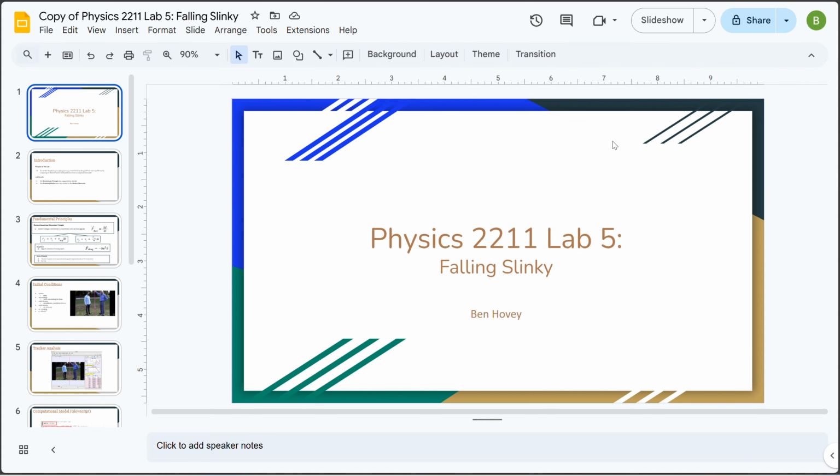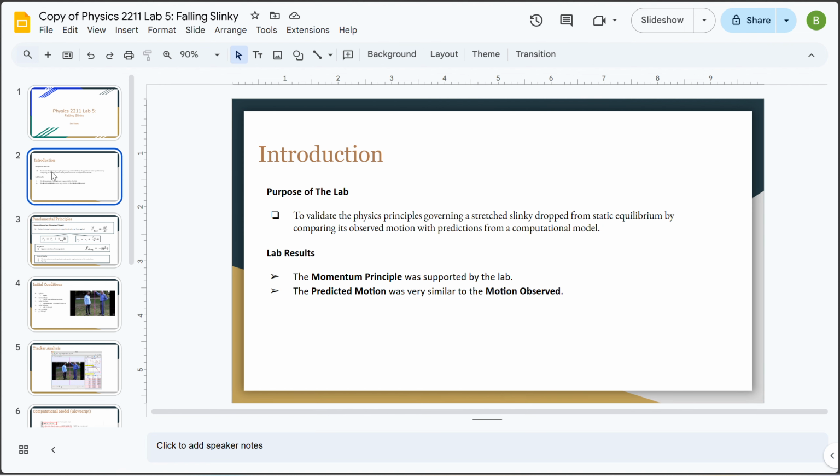Hey everybody, my name is Ben Hovey, and this is my Physics Lab 5 about a falling Slinky. The purpose of this lab is to validate the physics principles that govern a stretched Slinky dropped from static equilibrium by comparing its observed motion, which we got through Tracker, with its predicted motion through GlowScript.